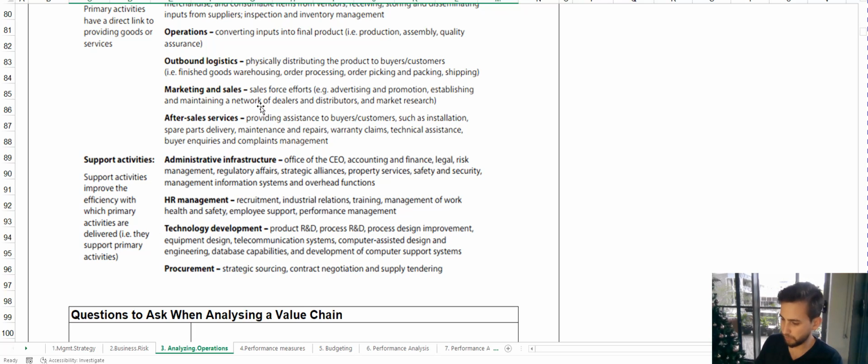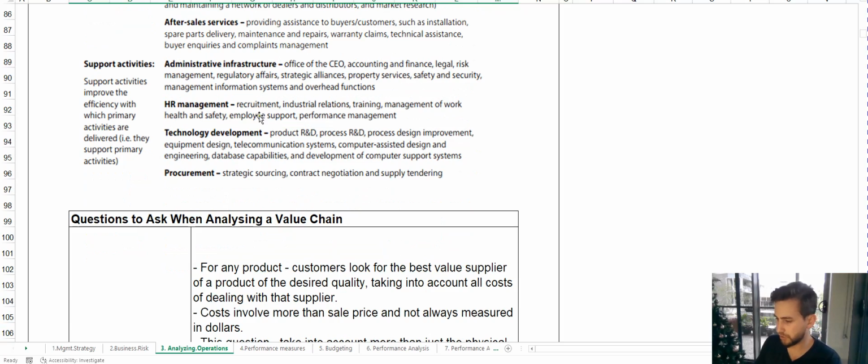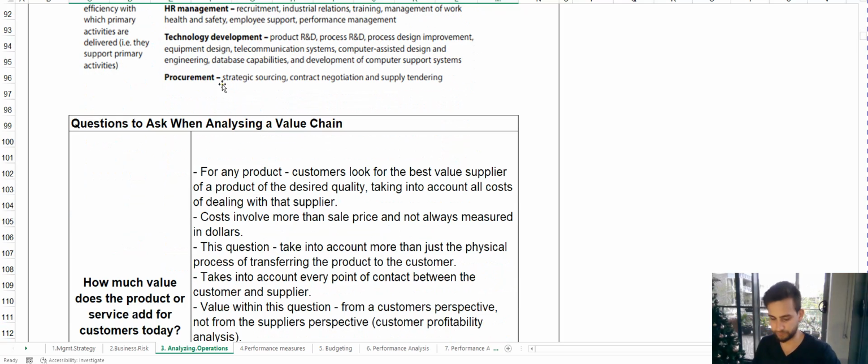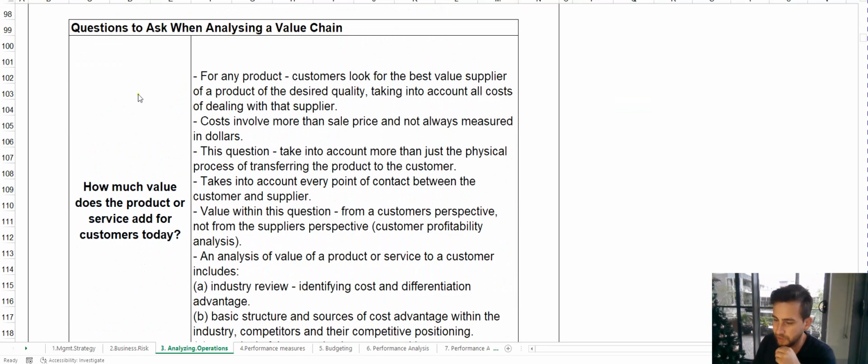Then you've got finally procurement, which is strategic sourcing, contract negotiation, supply tendering. Okay, so for this section, the questions asked when analyzing a value chain.